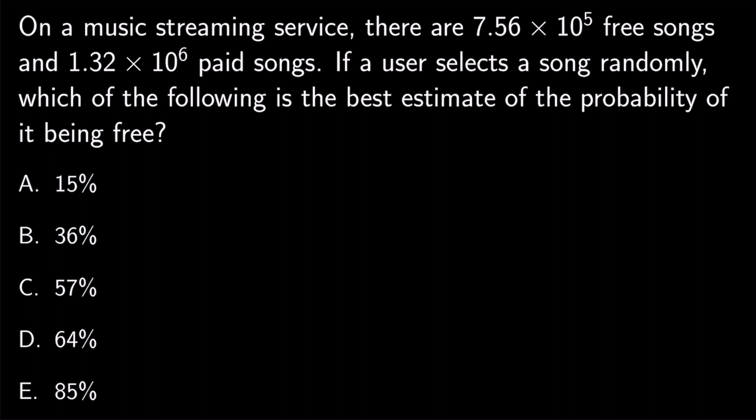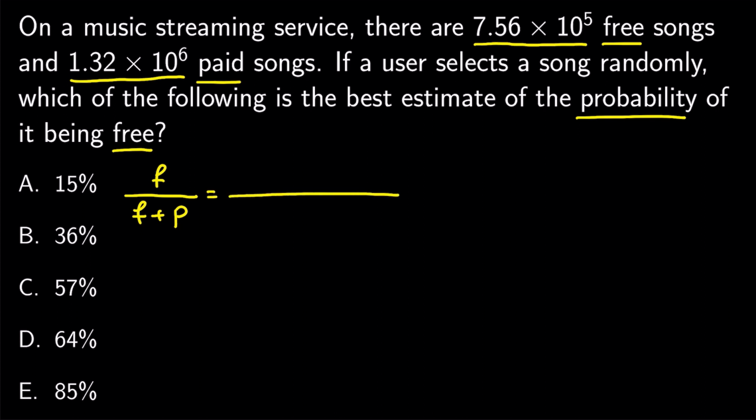On a music streaming service, there are 7.56 times 10 to the power of 5 free songs and 1.32 times 10 to the power of 6 paid songs. If a user selects a song randomly, which of the following is the best estimate of the probability of it being free? Well, the probability of selecting a free song is the ratio of the number of the free songs to the total number of all the songs, which is F plus P.